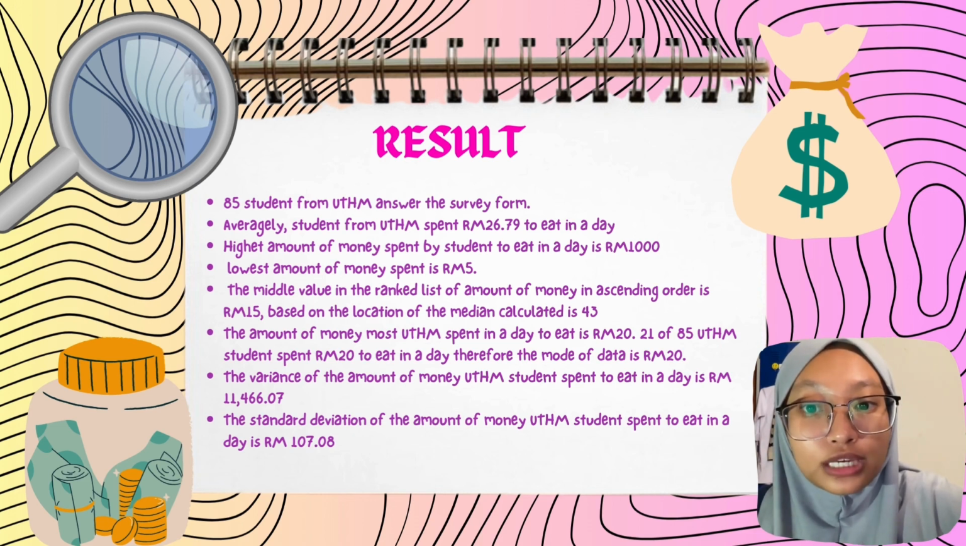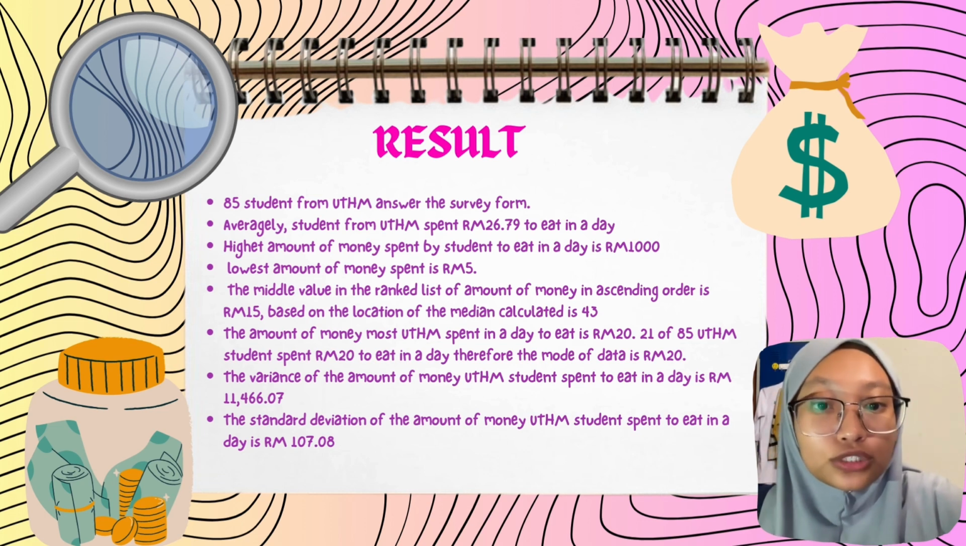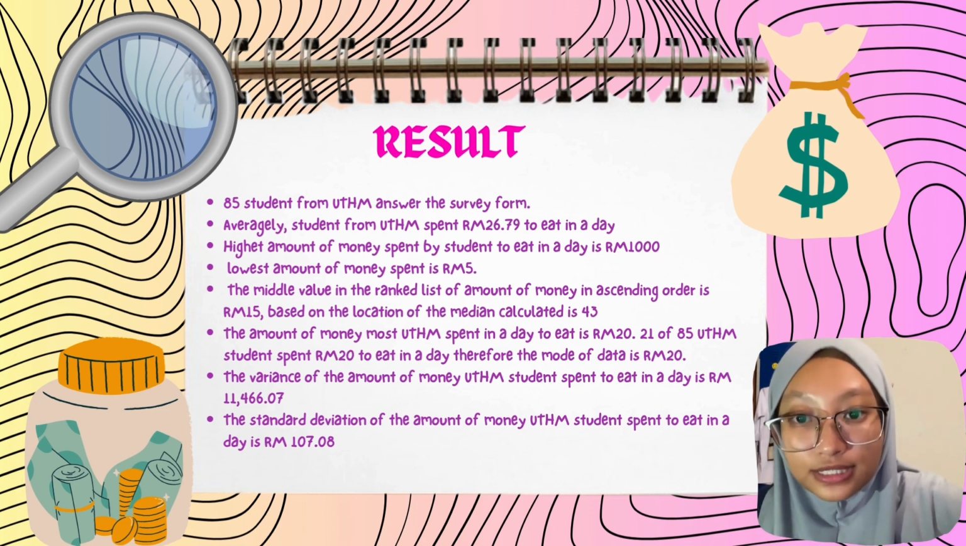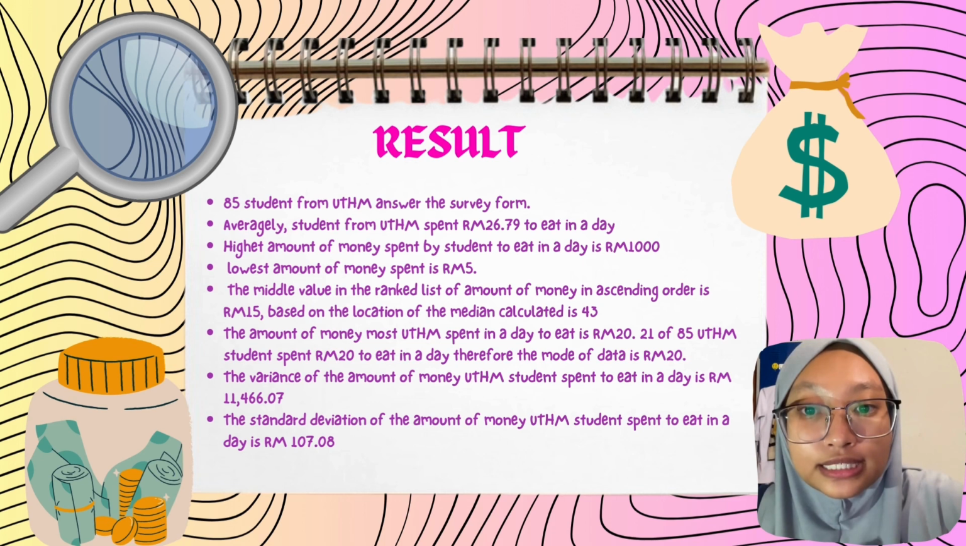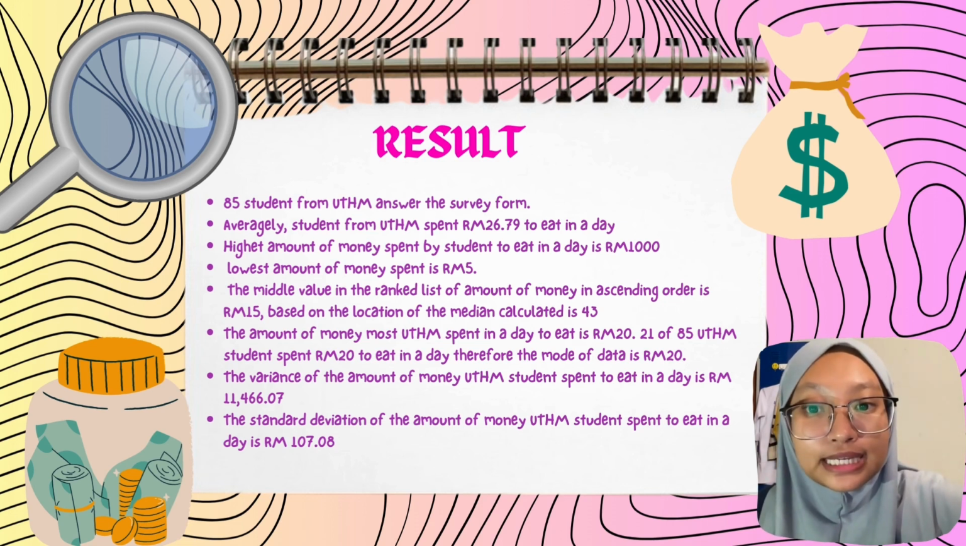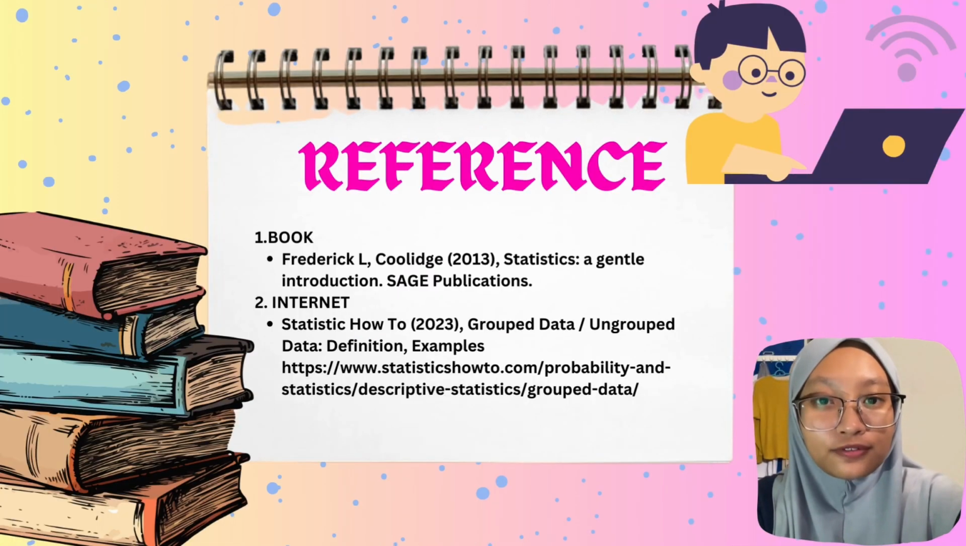Of 85 UTHM students, most spend 20 ringgit to eat in a day. Therefore, the mode of the data is 20 ringgit. The variance of the amount of money UTHM students spend to eat in a day is 11,466 ringgit and 7 cents. The standard deviation is 107 ringgit and 8 cents. In making the survey successful, we used several references such as books and the internet.